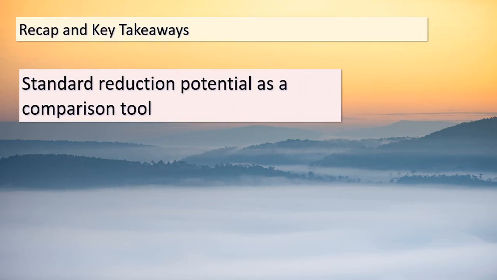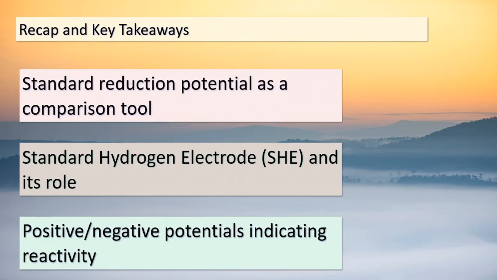Let's wrap up our exploration, students. On this final topic, let's review the key takeaways. We've learned how standard reduction potential serves as a powerful tool for comparison, made possible by the standard hydrogen electrode, SHE. Positive and negative potentials tell us about reactivity, helping us predict spontaneous reactions. And remember, these concepts find practical applications in battery technology, industries, and even solutions to environmental challenges.